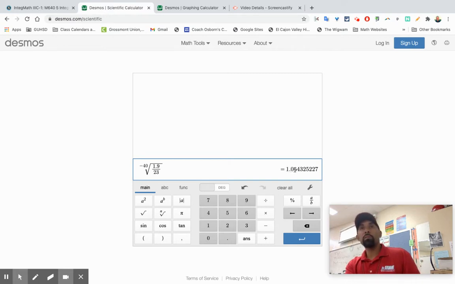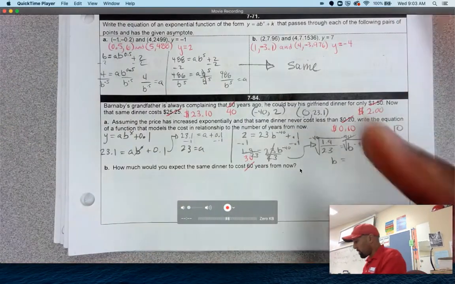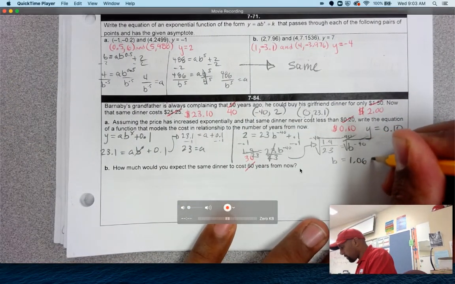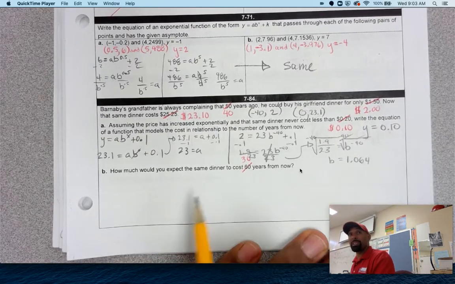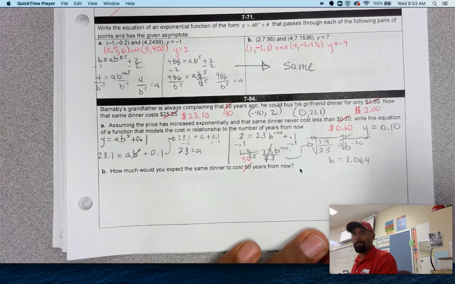Okay, so we'll round to the nearest, let's go 10th. Actually, we'll go to the nearest 1,000. So 1.064. That's our B value. And the reason I want to keep that pretty accurate and go to the thousandths is because the next step we're going to need that value. We're actually going to calculate something.